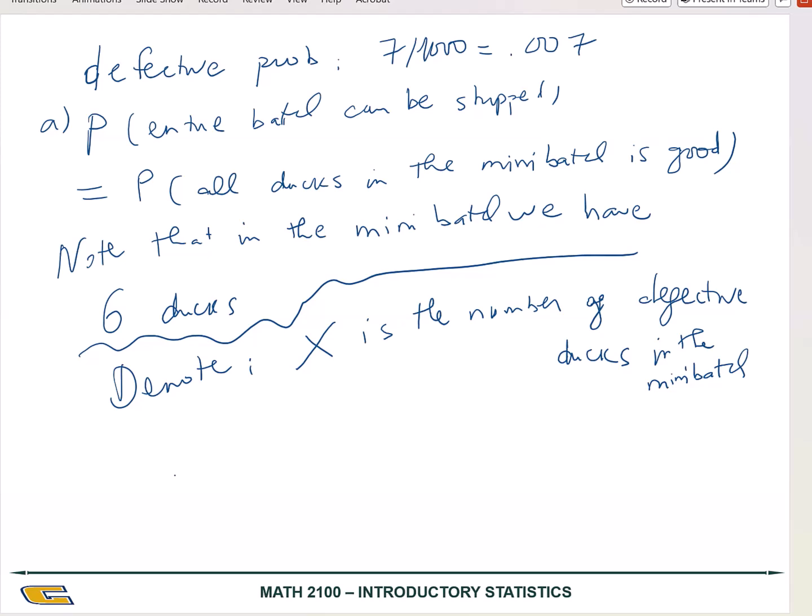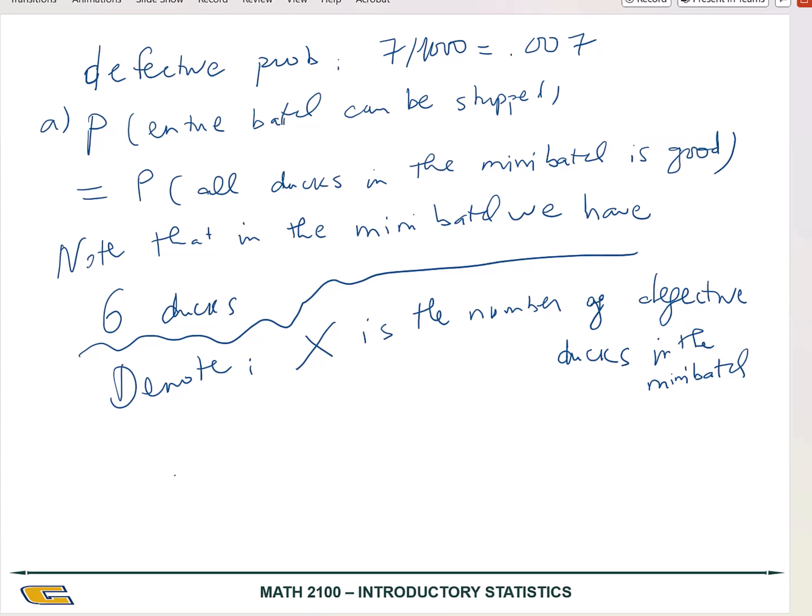Because the sample size here is too small compared to the whole population, which is 6 compared to 1,000, it's much less than 5%. So you can think of the event of a duck in the mini batch being defective or not as having nothing to do with the other ones. So you have 6 independent trials, okay? Which means the first condition of binomial is satisfied.